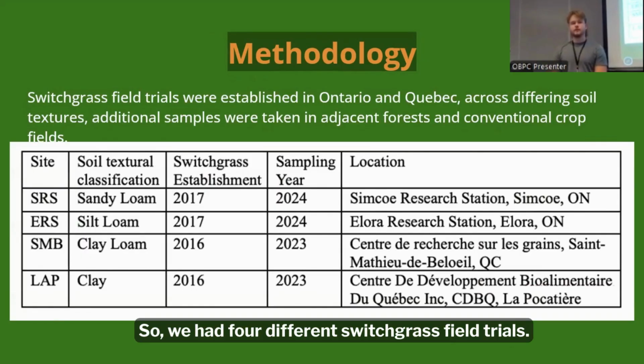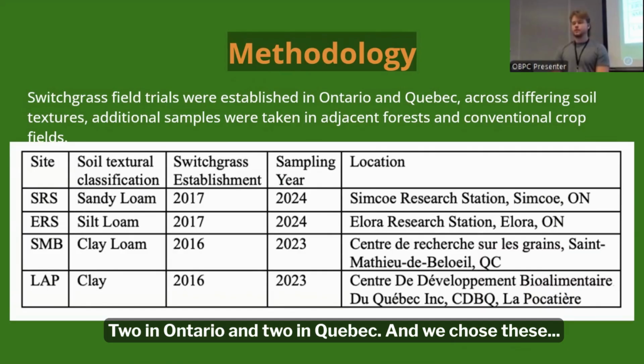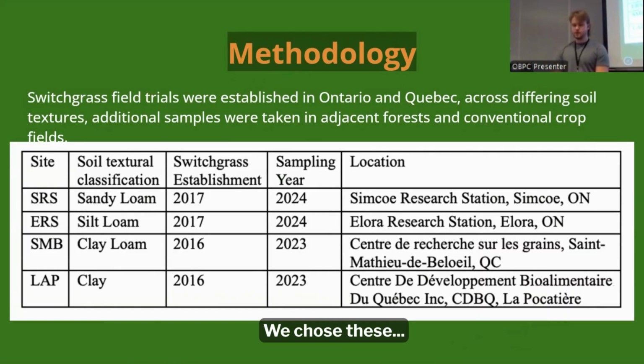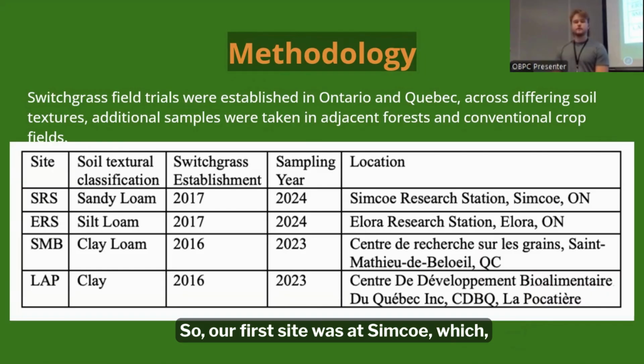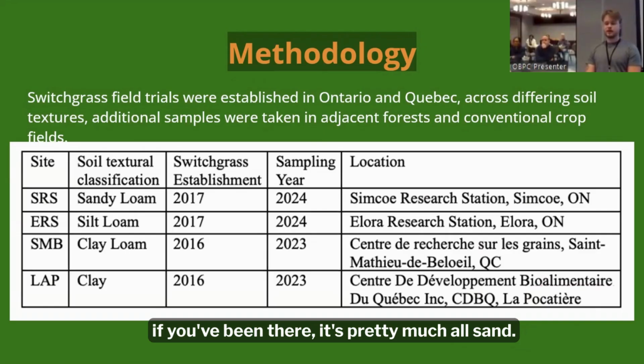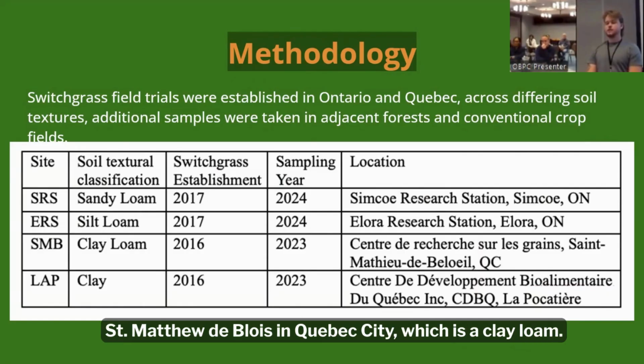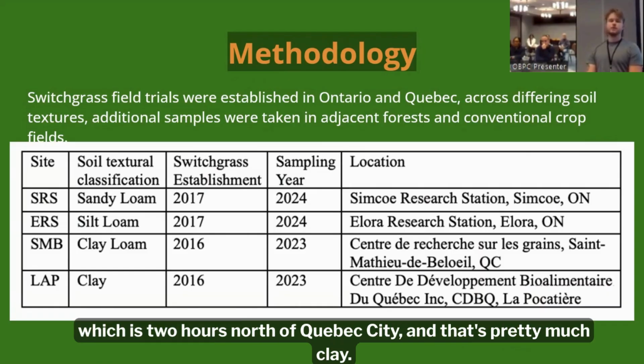So we had four different switchgrass field trials, two in Ontario and two in Quebec, and we chose these field trials due to their distinct soil texture. So our first site was at Simcoe, which, if you've been there, is pretty much all sand. We also had, right next door, Elora, which is a silt loam, St. Mathieu de Beloeil in Quebec, which is a clay loam, and then La Pocatière, which is 2 hours north of Quebec City, and that's pretty much clay.